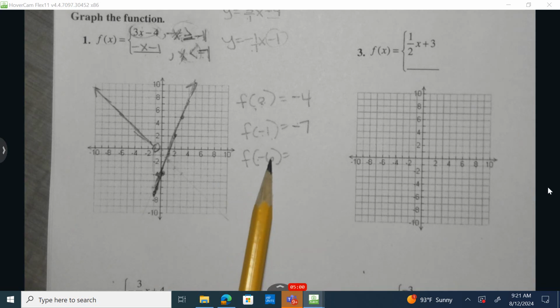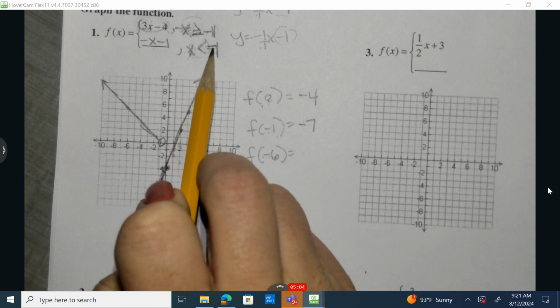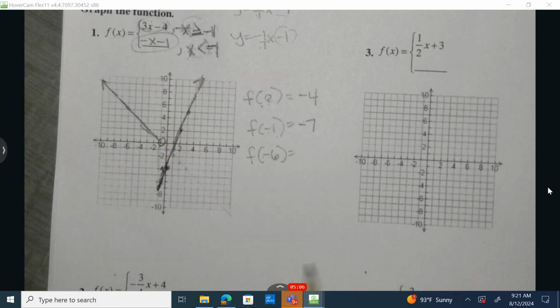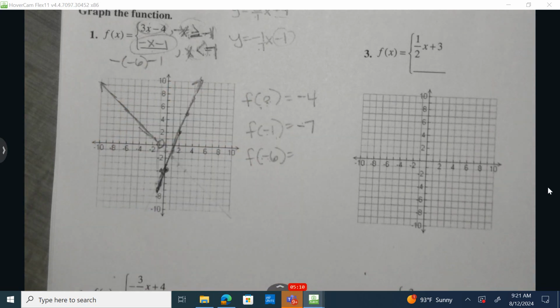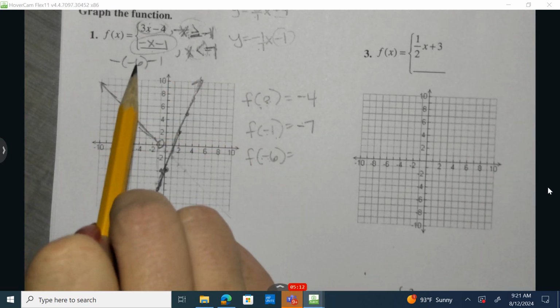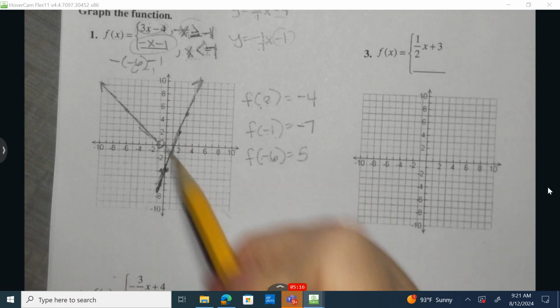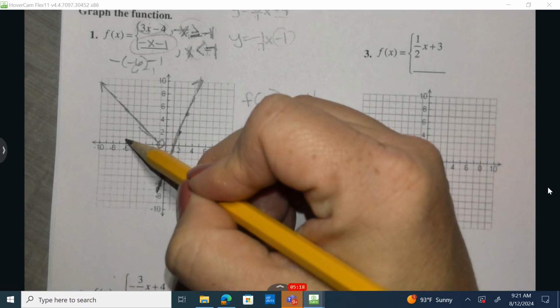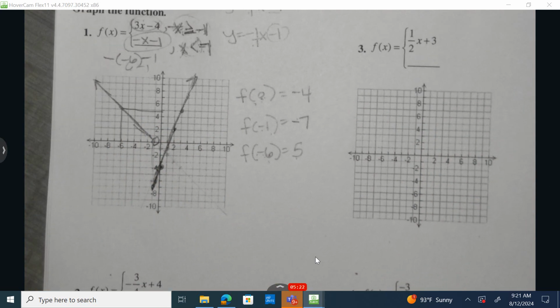Last one is negative 6. Negative 6, well, negative 6 is less than negative 1. So I'm going to apply a negative 6 here. And some of you are going to want to write that down if you like to do it algebraically. 2 negatives make a positive, and 6 minus 1 is 5. Let's check this out. If I go to negative 6, I go straight up. The corresponding y value is positive 5.